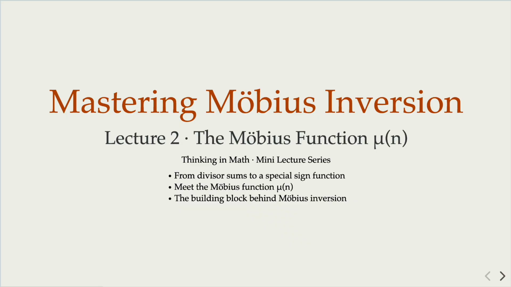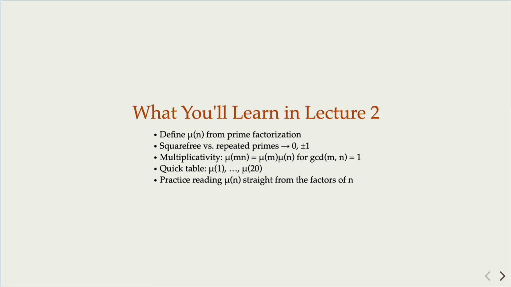Now think of this video as the definition and intuition episode. Once you are comfortable with mu n, the full Möbius inversion formula will feel natural. So what you're going to learn in this lecture is the definition of the mu function from the prime factorization. We're going to talk about square-free versus repeated primes, the value 0 or plus minus 1. And we're going to practice reading mu straight from the factors of n. In the next lecture, we're going to plug mu n into divisor sum and turn it into a real inversion formula.